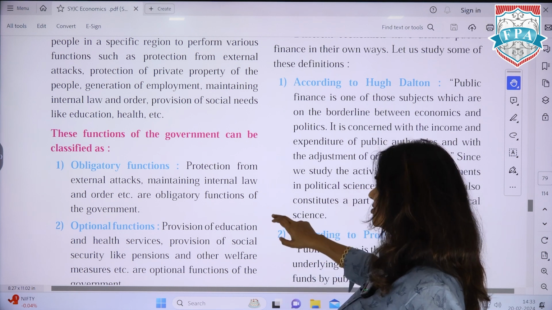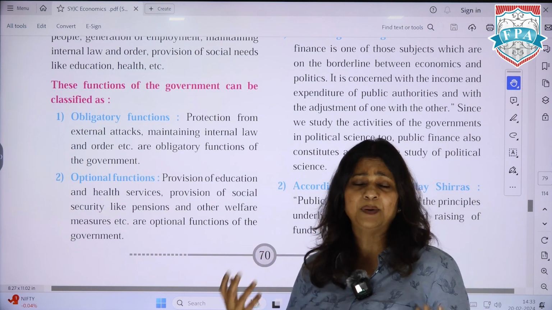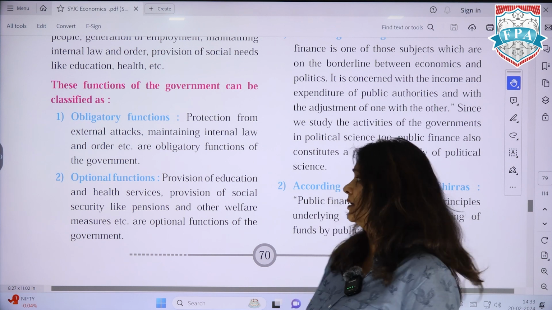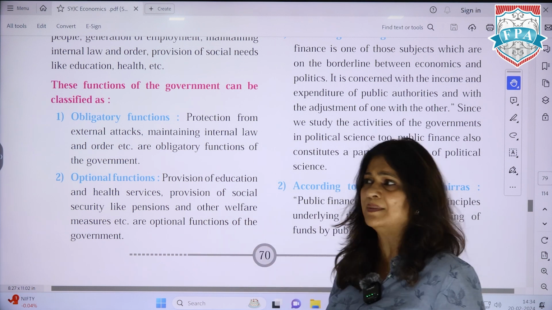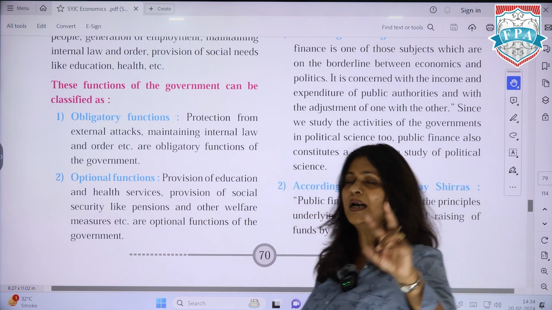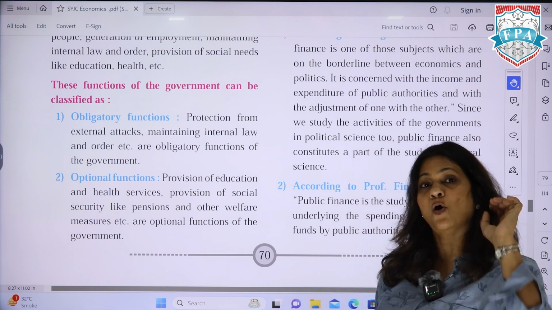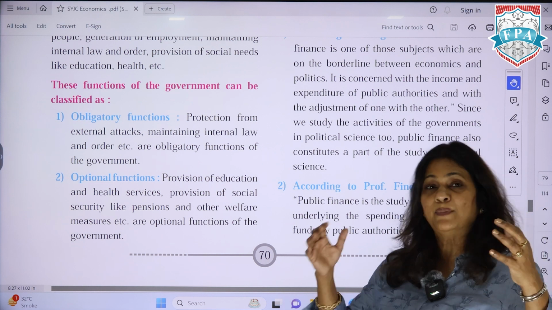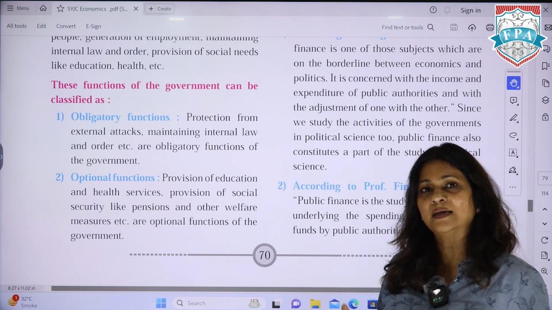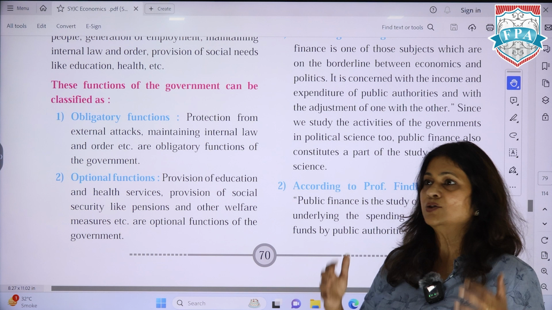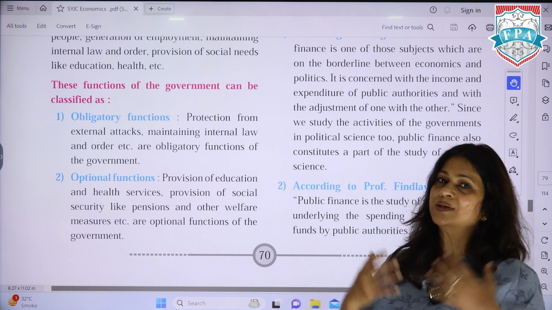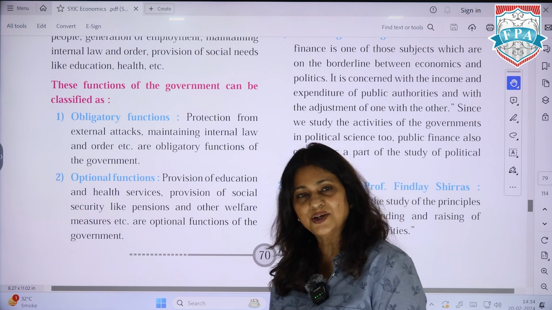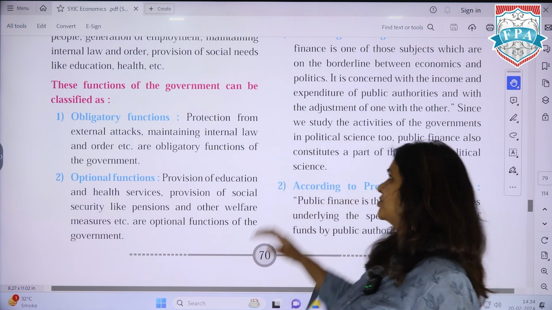And what are the optional functions? That is taking care of the people through health services and social security, like pension and other welfare measures. These are optional functions. So if a 2-marker question comes asking what are the obligatory and optional functions, what is obligatory? Protecting the people of your country is an obligatory function, right? So protecting the people from external attacks is an obligatory function. But providing for the health and education of your people is an optional function.